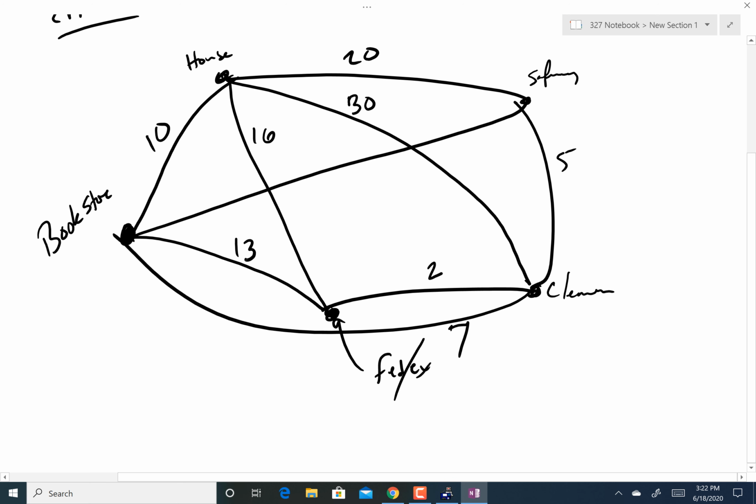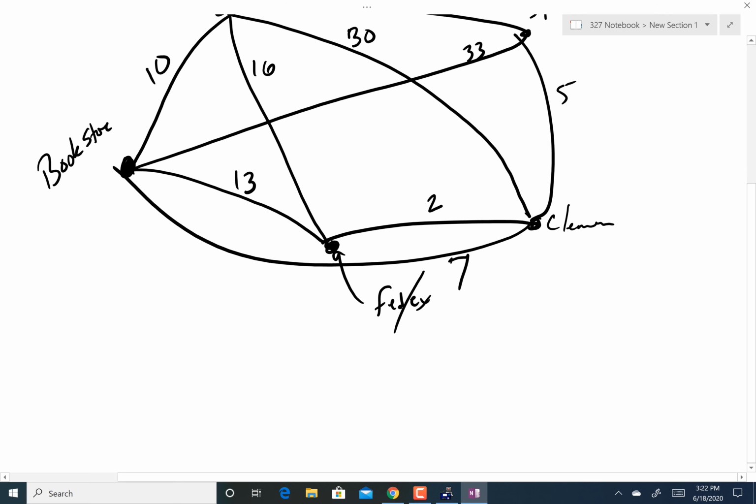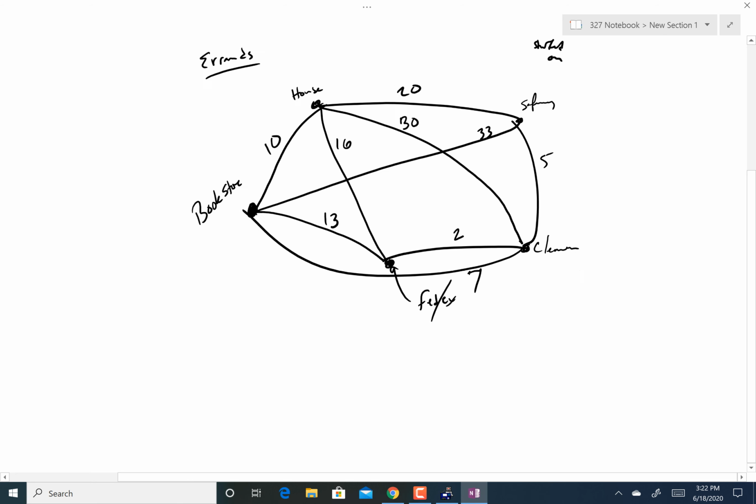Okay, and this one here is like 33 or something, whatever. It doesn't take a rocket surgeon to see that we're probably not going to go from the bookstore to Safeway. It's like getting on Highway 26 or something. Why would you get on that mess if you didn't have to? This one here looks like a long distance from the bookstore to the cleaners, and it might be a long distance, but it might be a really easy path to get between those two things.